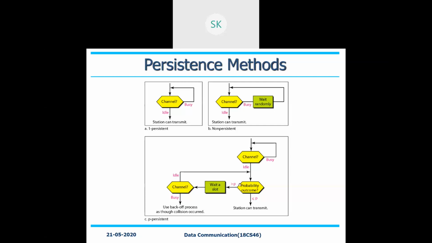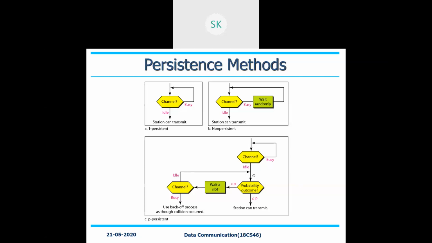But what happens if something comes into the picture in between? Say I said it is idle, but it has been occupied by someone else during that duration. I need to wait for that slot. How is it done? It is decided using a random number, the probability outcome. If the outcome is less than or equal to P, then the station can transmit. If it is greater than P, then you need to wait for a time, and then check once again whether the channel is busy or idle.